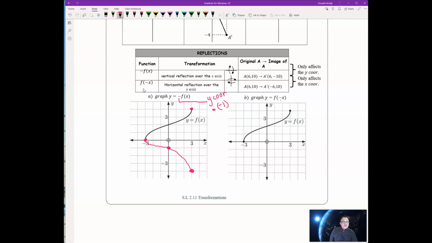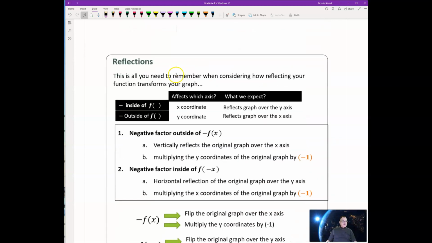Now, if the negative is on the inside, then it's going to be a reflection over the y-axis. So it flips over here, this flips over to here. This is on the y-axis, so it's not going to change direction. And I'd have something like that. So reflections are pretty straightforward.